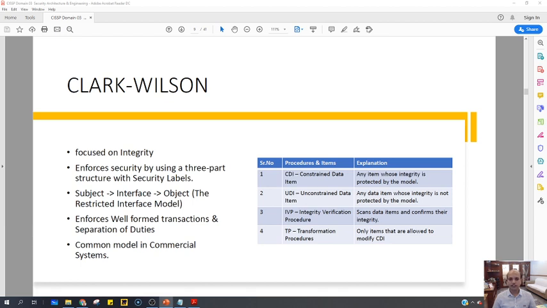CDI means constrained data items, meaning any item whose integrity is protected by the model. UDI means unconstrained data item, any data item whose integrity is not protected by the model. Then IVP, integrity verification procedure, scans data items and confirms their integrity. And the last one is the transformation procedure. Only the TP, transformation procedures, are allowed to modify CDI. So when we are talking about a web interface or web application, normally we use all these items and procedures. Maybe the naming is different, but the processes are the same.